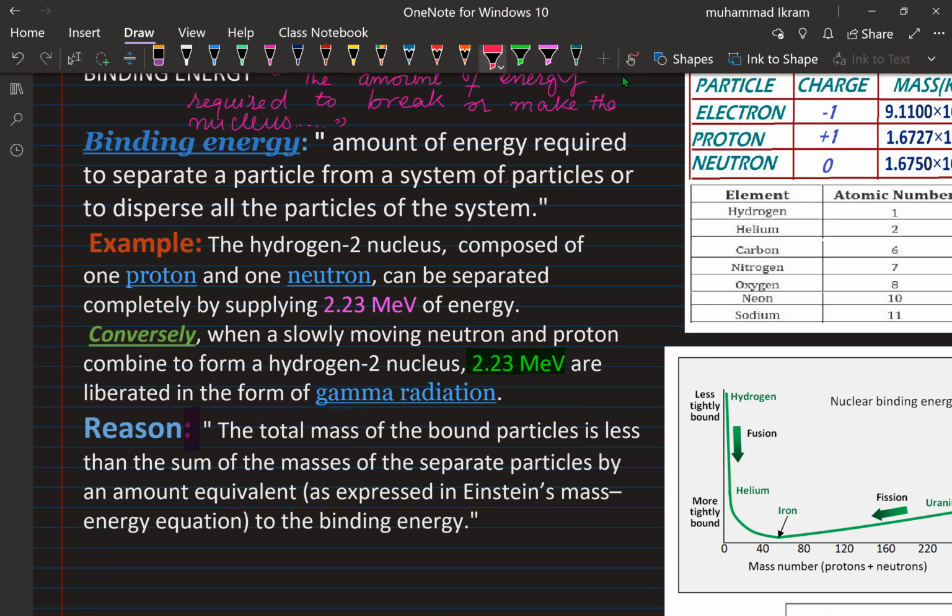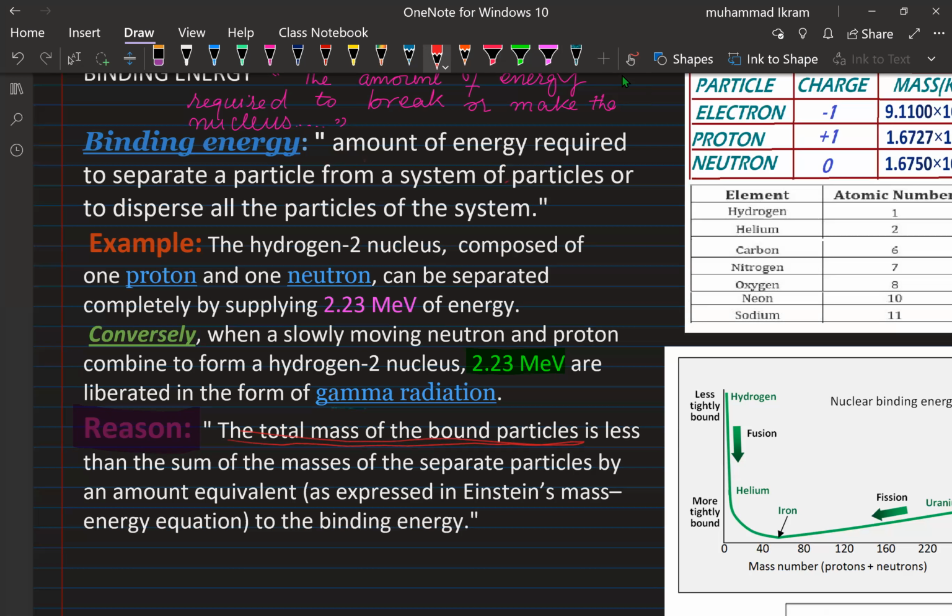Now let us come to the reason, and the reason is simple here. The mass of the bound nucleus, bound meaning combined, is less than the sum of the masses of the separate particles by an amount equal to the binding energy. If you remember my last lecture, I asked you a question: why is the mass of the nucleus less than the sum of the masses of its constituents? And then I told you that when nucleons combine to form a nucleus, some of the mass is converted or destroyed into energy. That was the transformation of mass into energy. The missing mass is converted into energy according to Einstein's famous mass energy equation, E equals mc squared.